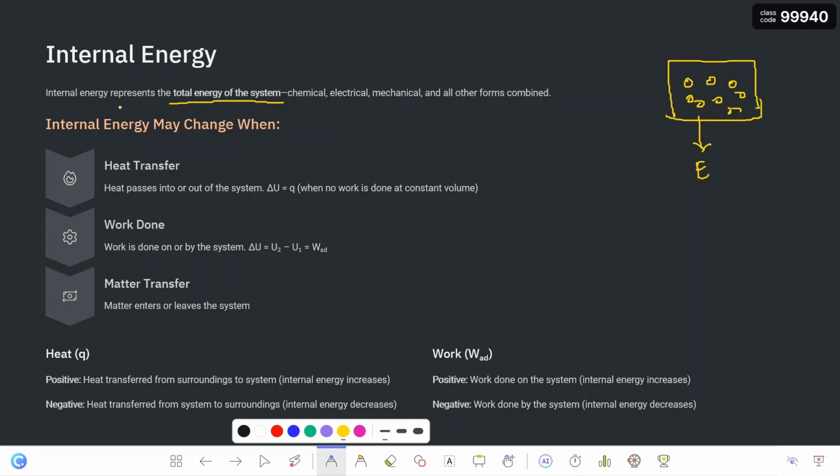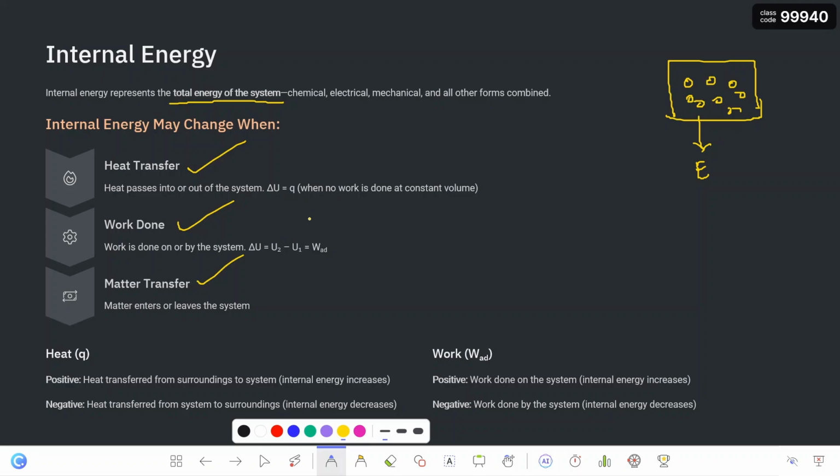Okay. So this internal energy will change only when either heat transfer occurs, or work done happens, or matter transfer happens. So in these cases only, internal energy will change. That we need to remember.